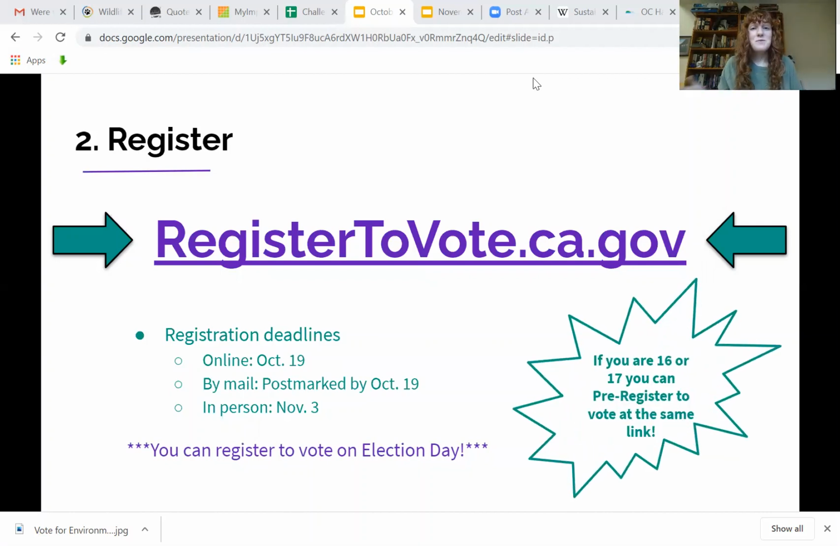Also keep in mind that if you're 16 or 17 watching this thinking it doesn't apply to you because you're not 18 yet and you can't vote, you can pre-register to vote at this same link, registertovote.ca.gov, and you'll be ready to vote when you turn 18. Also, if you are turning 18 by or on Election Day, you can still vote. So make sure you're pre-registered so that you're ready to vote when you turn 18.